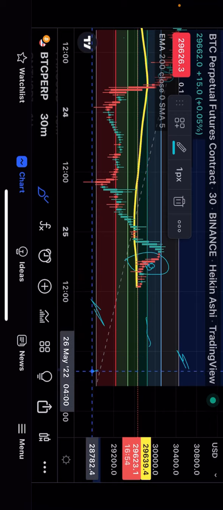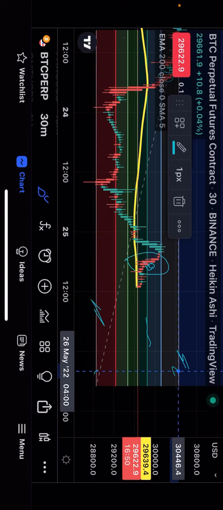Your take profit should be 28,862. Your stop loss should be 30,400. So that is that for Fibonacci retracement. By now you should know that, okay, this is that enter.